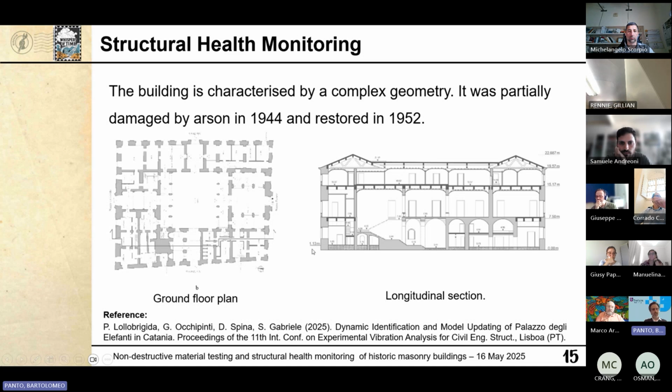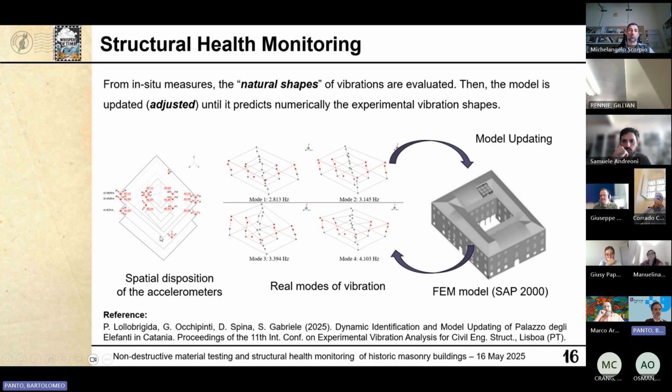So what has been done in this case study is also what is generally done. A number of accelerometers are disposed along the plan of the building at different levels. And here on the left part of the slide, we can see the disposition of the accelerometers.